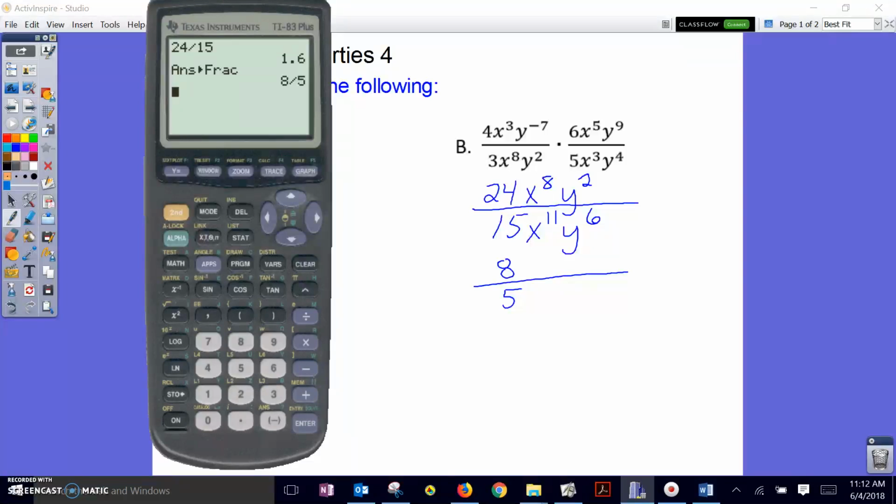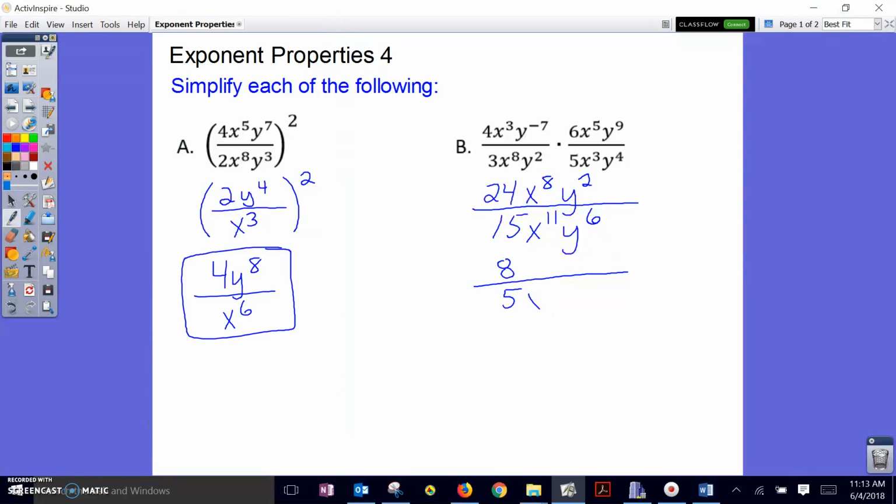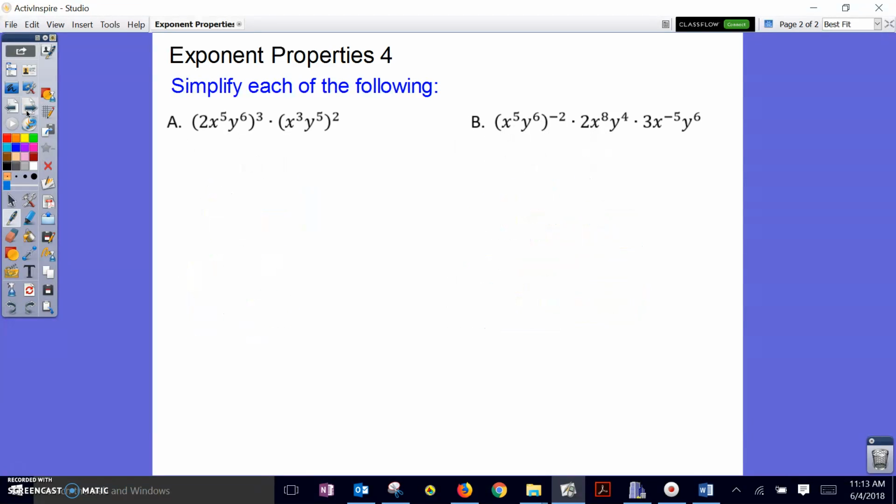Then I deal with my x's. X to the 8th over x to the 11th means I'm going to have an x to the 3rd in my denominator. And y to the 2nd over y to the 6th means I'm going to have a y to the 4th in my denominator. And so there's my final answer for that one. All right. Now my choices in A and B are somewhat limited.